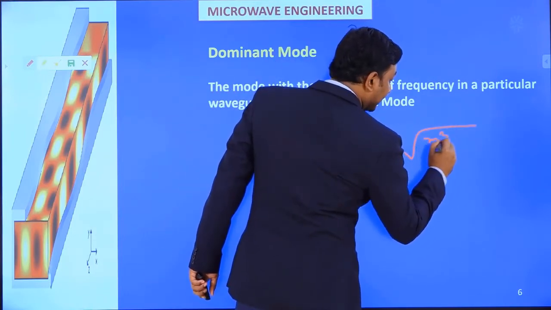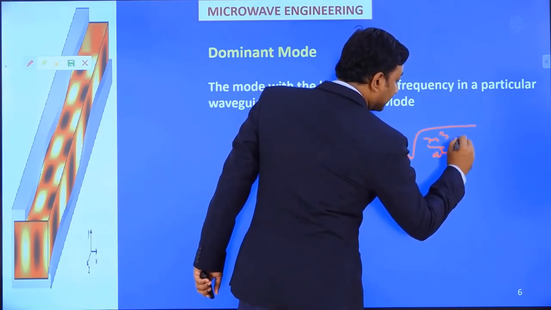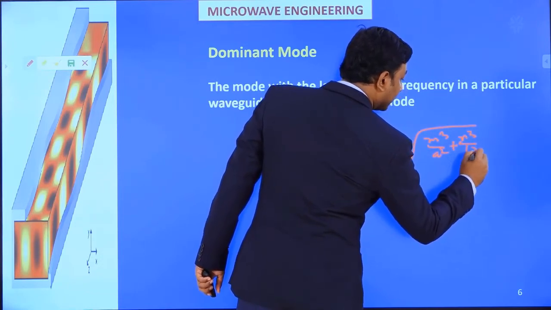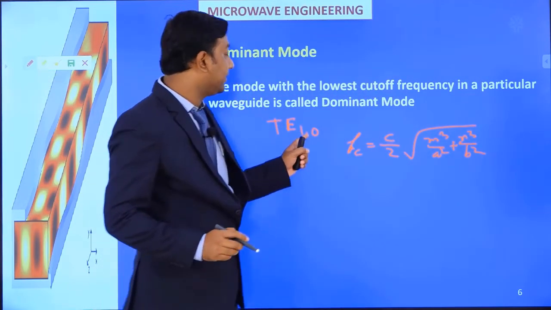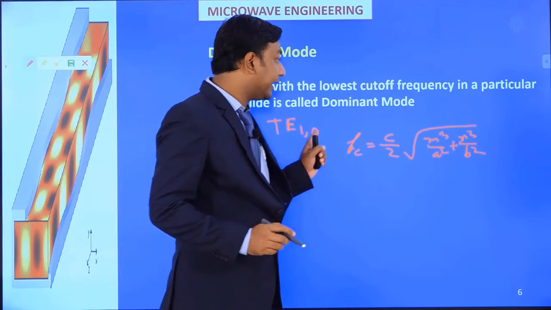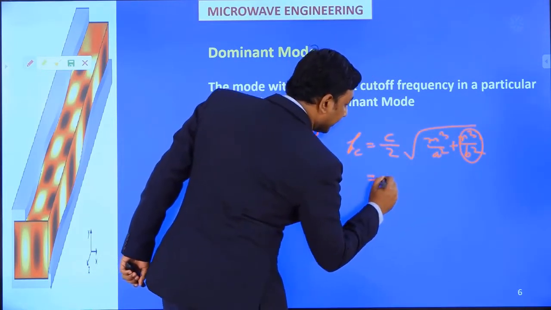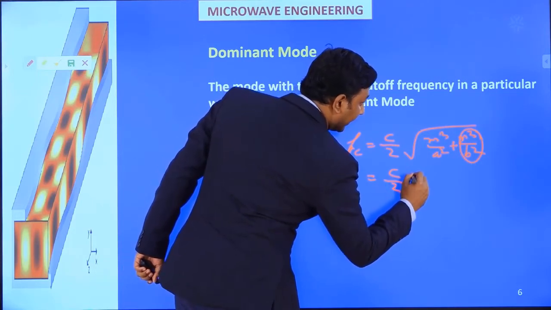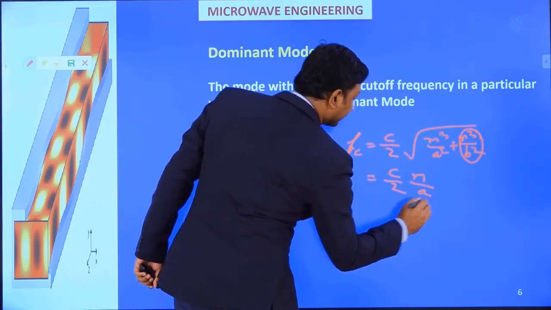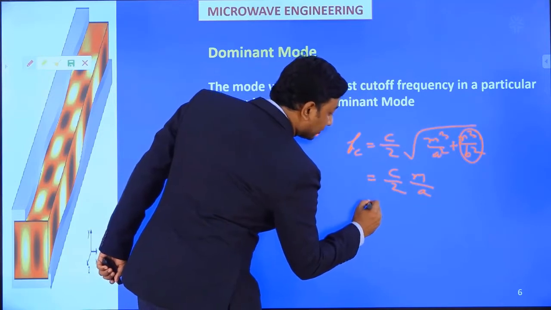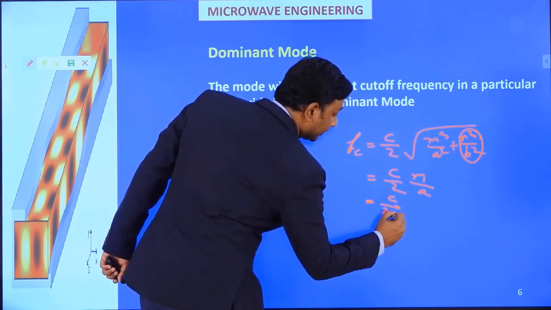over m square by a square plus n square by b square. So for TE10, m equals 1 and n equals 0, so this part will become 0. So we will get c by 2 times m by a. Here the m value is 1, so we will get c by 2a.